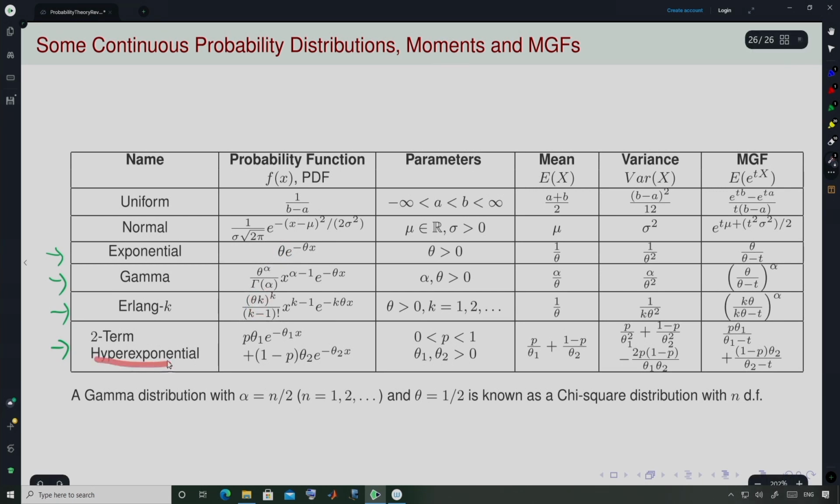This is what we actually mean by the sum of exponentials, but the parameters are tweaked a bit. And the two-term hyper exponential is what you call a mixture of two exponentials. So, essentially, if exponentials are put in series, you will get Erlang k, and if they are in parallel, you will get the hyper exponential and so on. Okay, a general version of this is the hypo exponential, which will also be used. And sometimes a gamma distribution with parameters n by 2, where n is in the set of natural numbers, and theta is half, is known as the chi-square distribution, which will arise in our studies. Okay. So, these are some of the distributions that we might encounter.